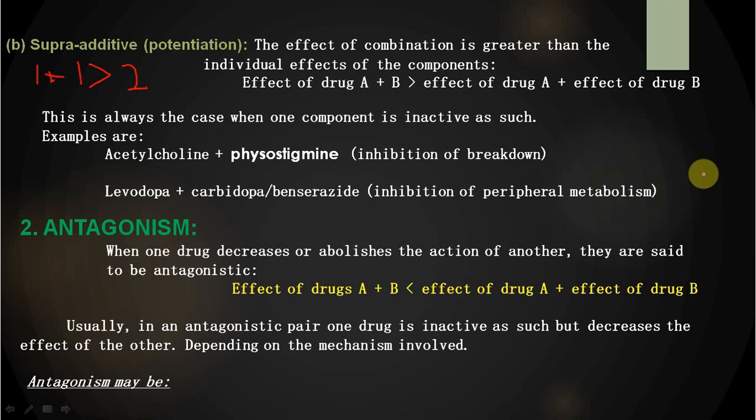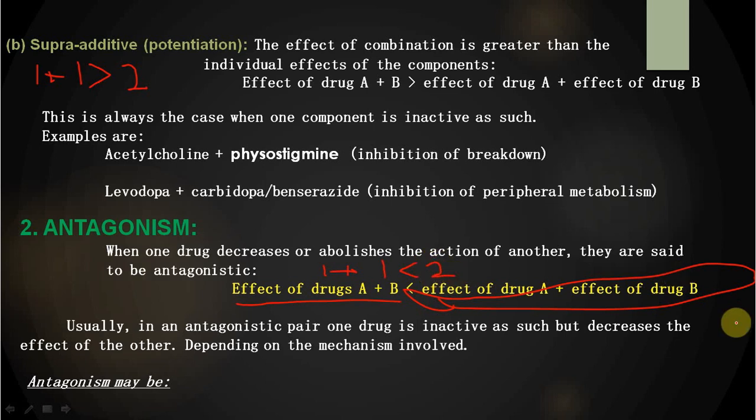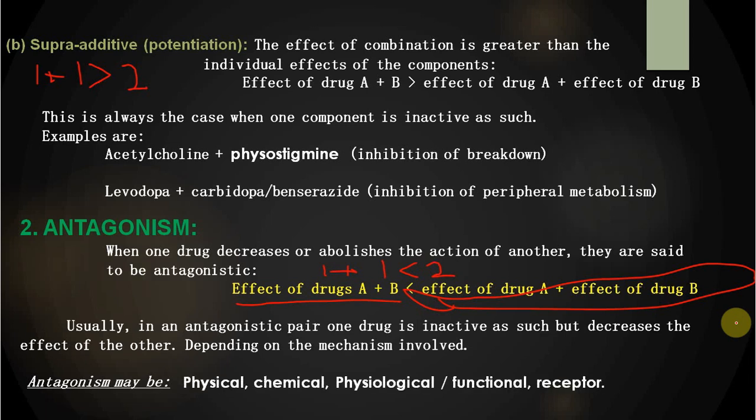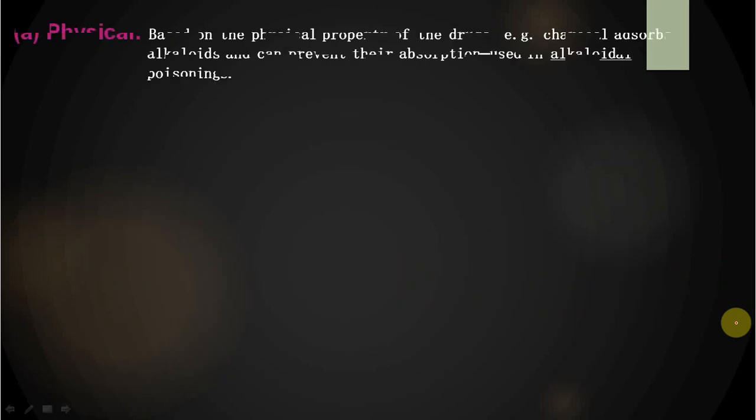Antagonism, when one drug decreases or abolishes the action of another, they are said to be antagonistic. In this case, 1 plus 1 is less than 2. Usually in an antagonistic pair, one drug is inactive as such but decreases the effect of the other. Depending upon the mechanism involved, antagonism can be physical, chemical, physiological or functional, or receptor.